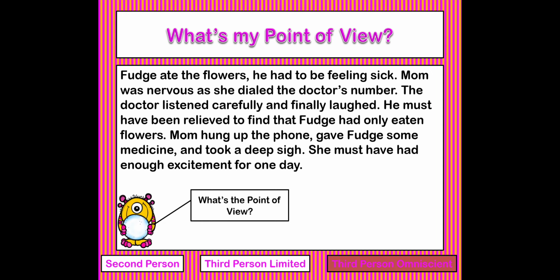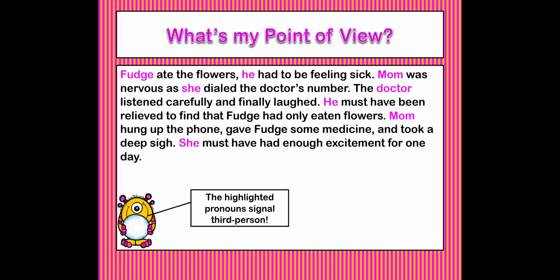I clicked on a little early. But if you said third person omniscient, you are absolutely correct. We know that it is third person because it identifies with those keywords, pronouns that make it third person. It said Fudge, which is a character's name, he, she, doctor, mom. Also, it tells us the feelings and or thoughts of more than one character.